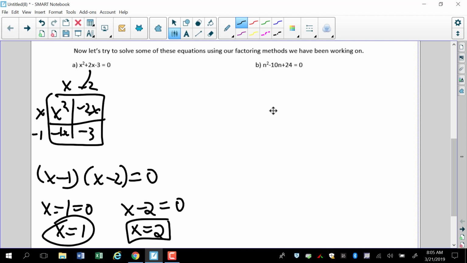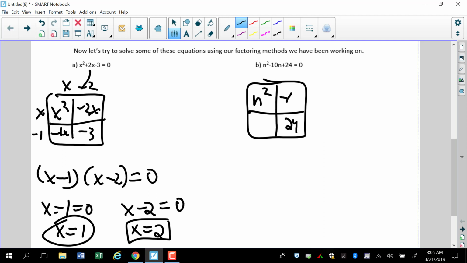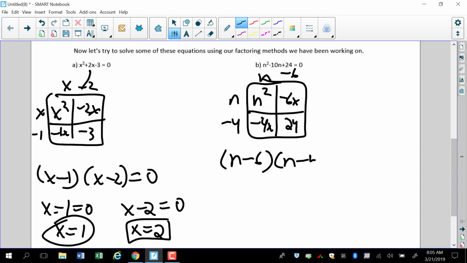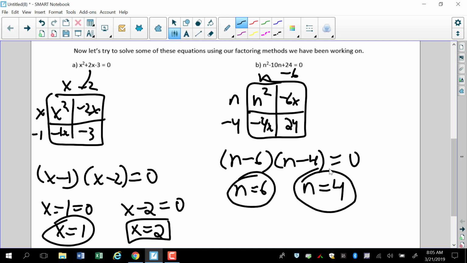Could do the same thing for this over here. Use our factoring method, n squared minus 10n plus 24, what multiplies to give us 24 and adds to give us -10, -6n and -4n. So we get n minus 6, n minus 4. So again, this right here is just simply a review of our factoring methods. And now we can go solve. n equals 6 and n equals 4. And we have our two solutions.